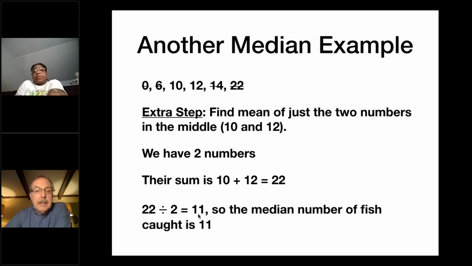And the way you can check that too is division is the opposite of multiplication. So you could check and see 11 times 2 is 22. So you know that this is right. So the median number of fish that were caught was 11. In this case, the median isn't really even one of these numbers. It's in between those two.